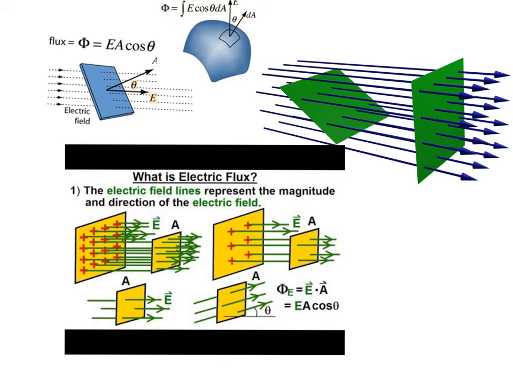So here we have 6 lines going through this area, but only 4 lines going through this area because it's smaller. So it's important to get that concept that you can judge visually, conceptually, the amount of flux by counting field lines. More field lines go through here than here, and if twice as many go through here, then there's twice as much flux. The other thing is the angle.